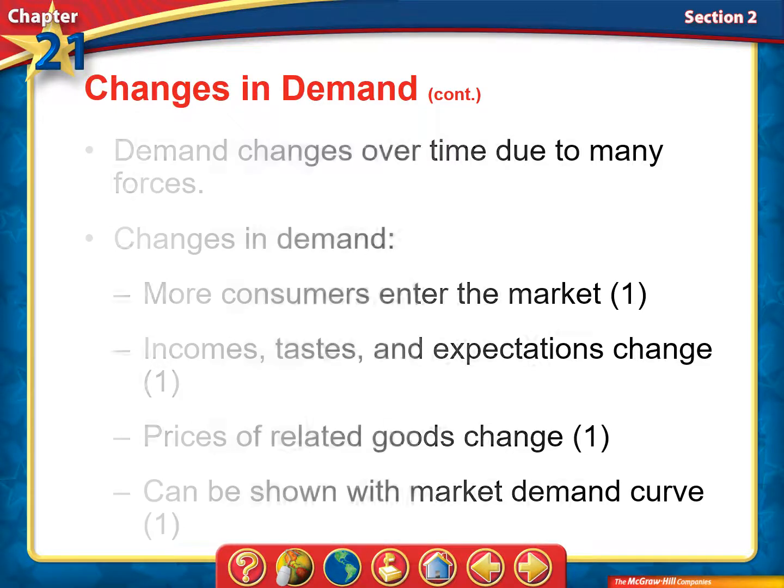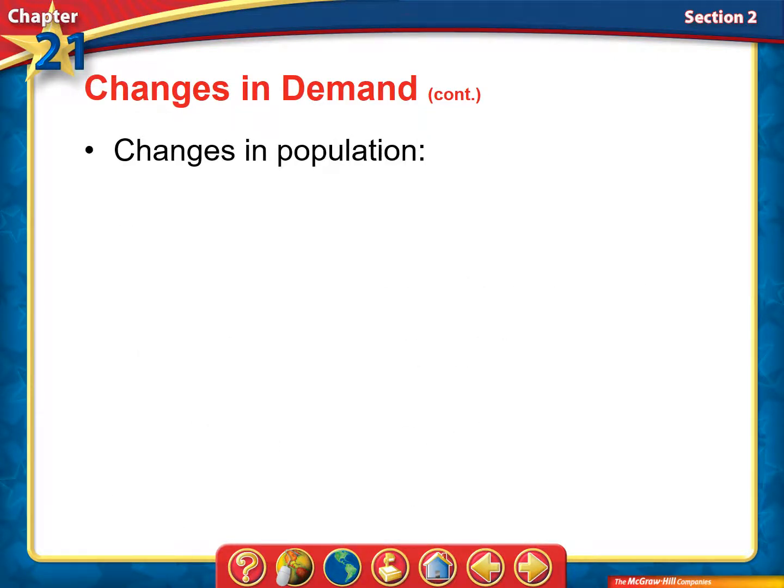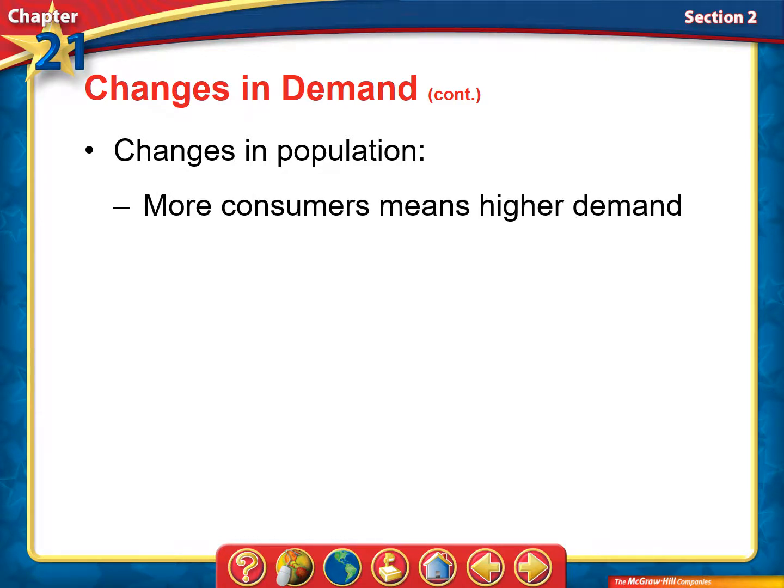Okay. Changes in population can affect demand. More consumers obviously means higher demand. The larger the population of our country, the better farmers will do in terms of the agricultural sector, because we buy most of our food indigenously, most of our food comes from this country. Ergo, the larger our country, the more food we need. That's a simple one.